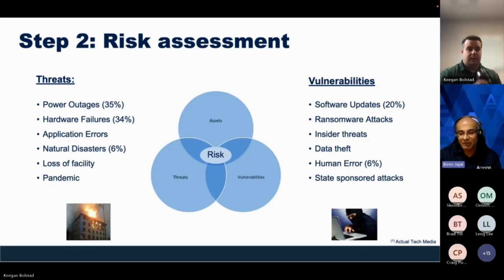Most of the time, we see power outages, hardware failures, and software issues. Having a disaster recovery plan in place can address these other, more common situations that arise. On the vulnerability side, it'd be software updates and sometimes human error. Ransomware attacks are on the rise. That's the number one thing that a lot of organizations are trying to protect from, by having a very solid disaster recovery plan in place, because these days ransomware attacks are happening every 11 seconds.